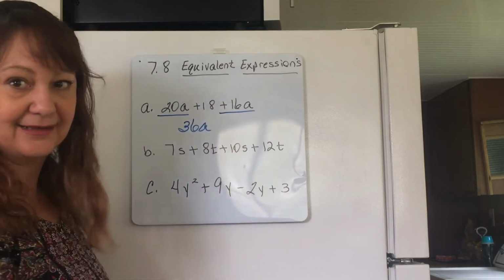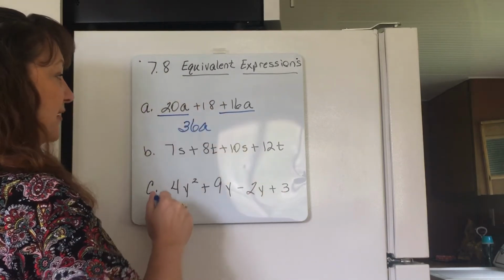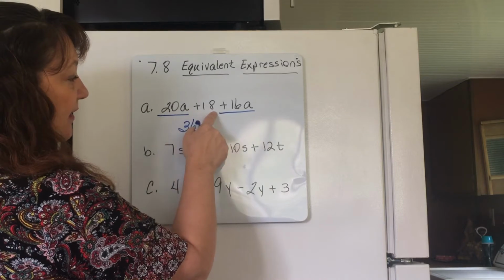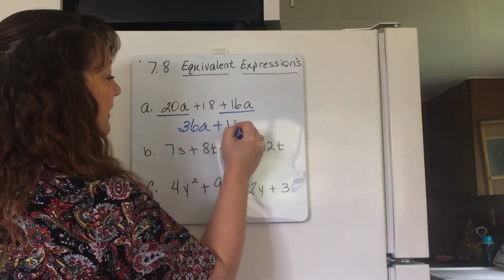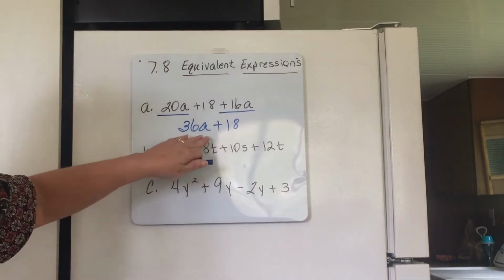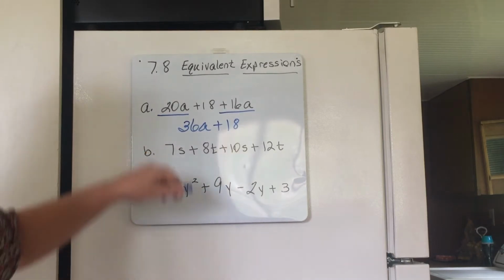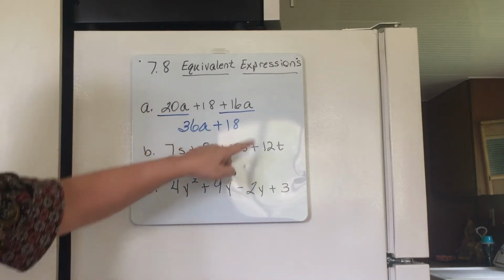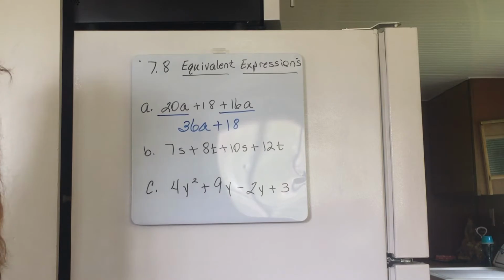Well, what about this 18? It's not a like term, so I take the sign in front of it and just copy it down. I can't add these because once again, this one has an a, this one does not, so I'm done.